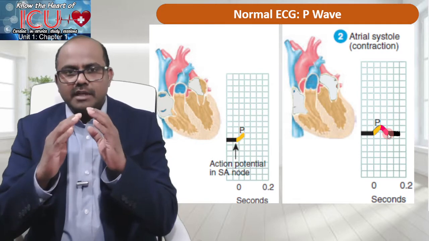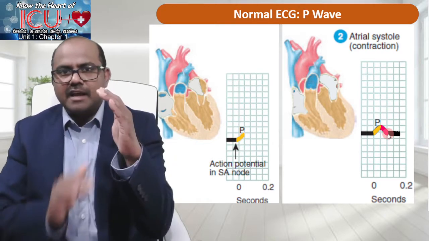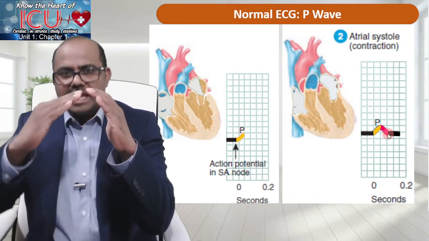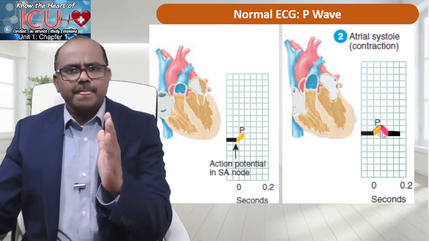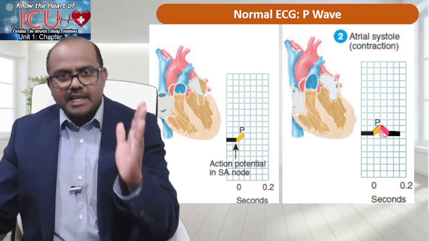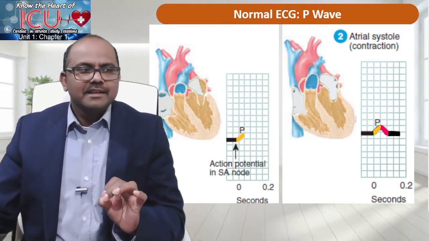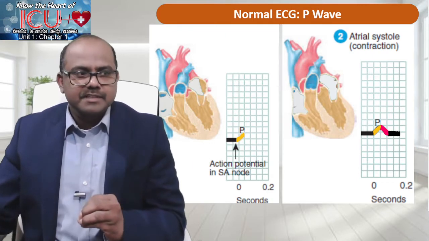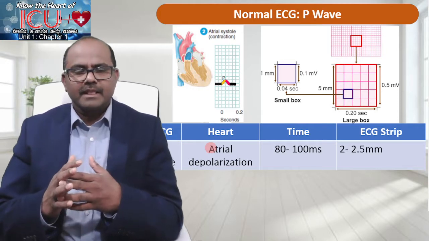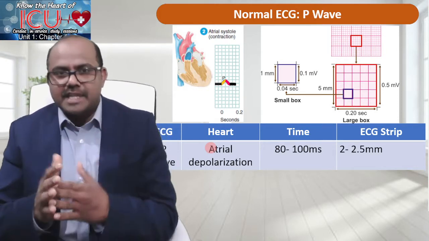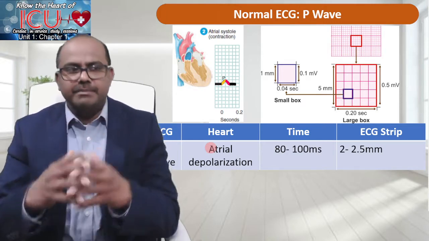So your P wave in total represents atrial depolarization, and the first half is the right atrial depolarization and the second half is the left atrial depolarization. So that's the P wave. But even after the right and left atrial depolarization completes, your electrical impulses from the SA node will still not reach your AV node. So it takes another bit of time. Before we go to that, we will see what's the nature of the P wave.